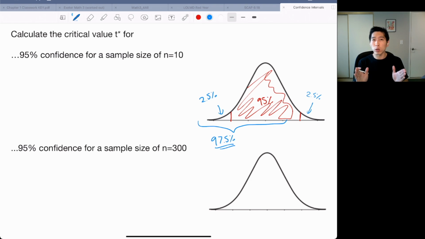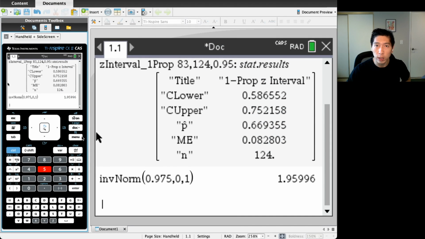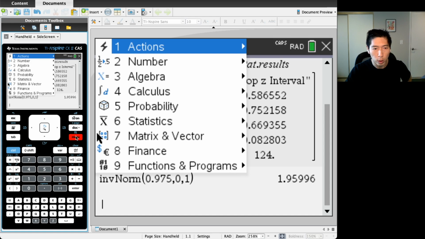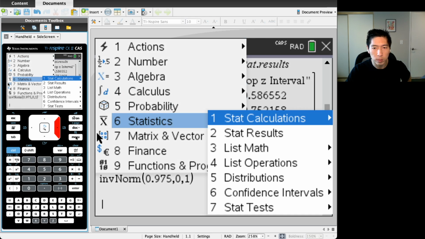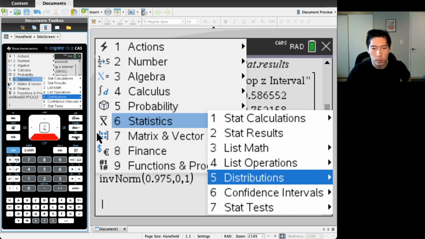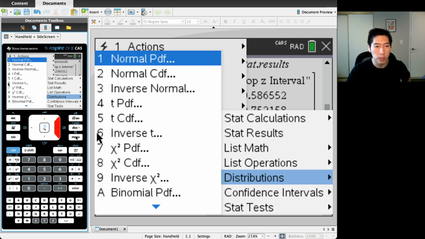Now notice that this is critical value t star. So no, we're not going to use menu 653 anymore. We're going to have to use an inverse t function instead. So let's go to our calculator. Again, we're looking for the inverse t, not inverse norm. We're going to go to menu, down to statistics, distributions, and we're going to look for inverse t.